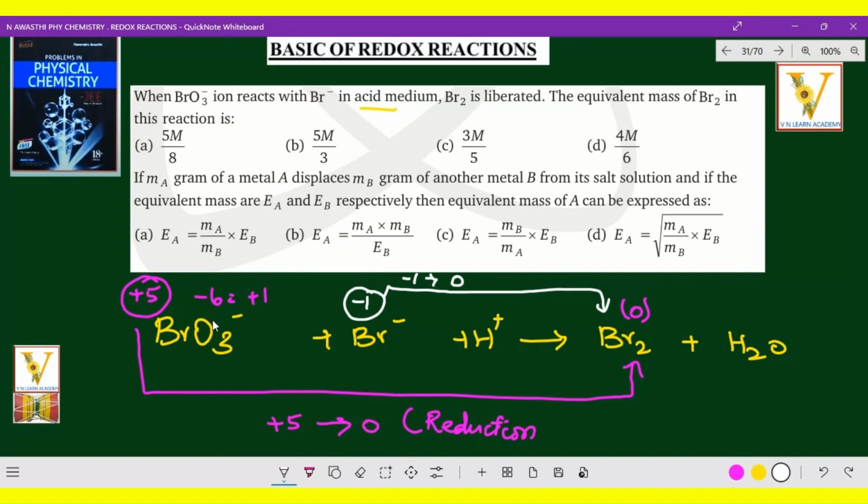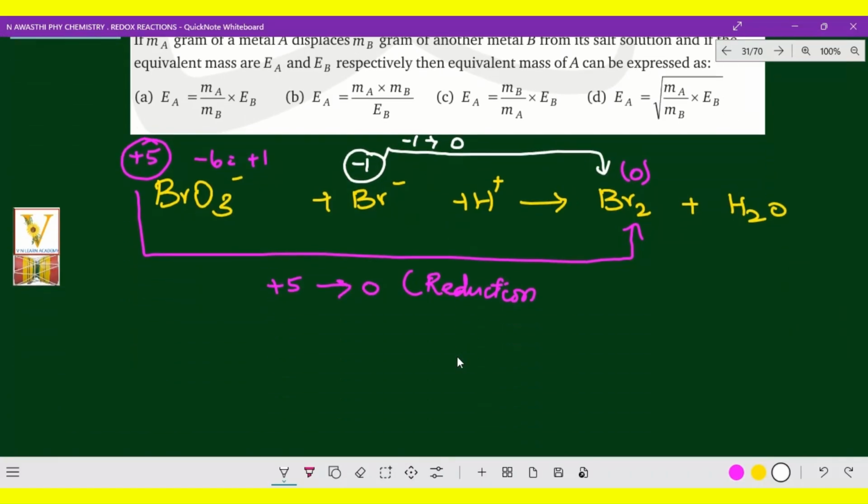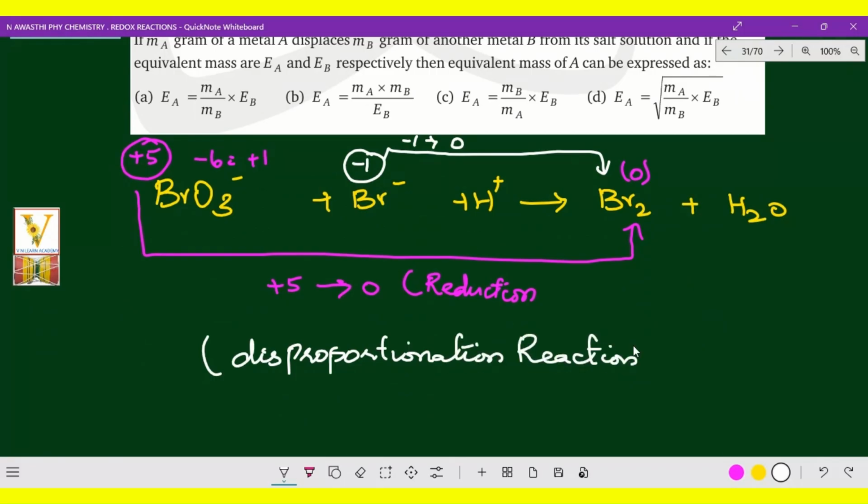So bromine with plus 5 oxidation number is converted to 0, and at the same time Br minus, minus 1, is converted to 0. So what kind of reaction is this? This is generally called a disproportionation reaction. Okay, now we have to balance.